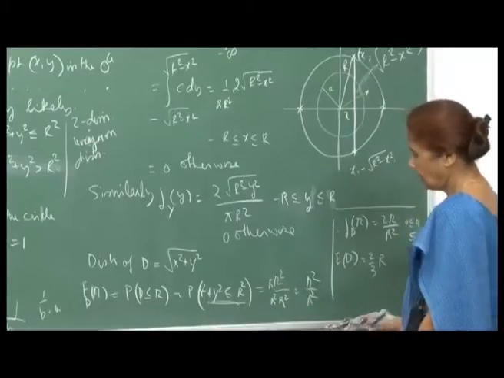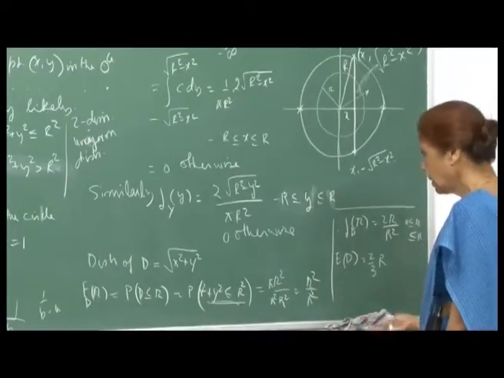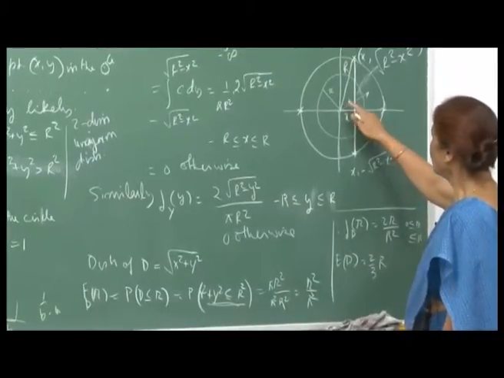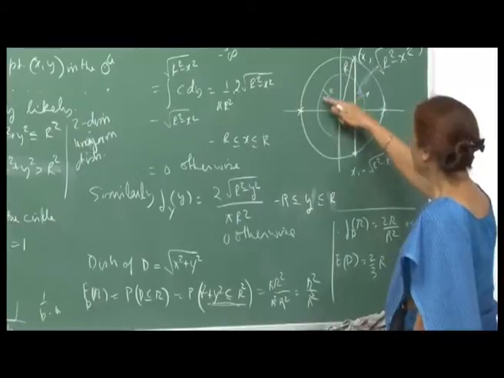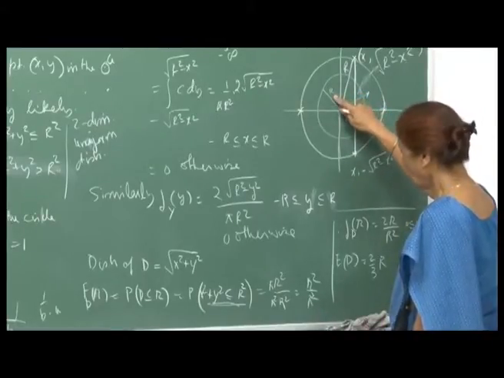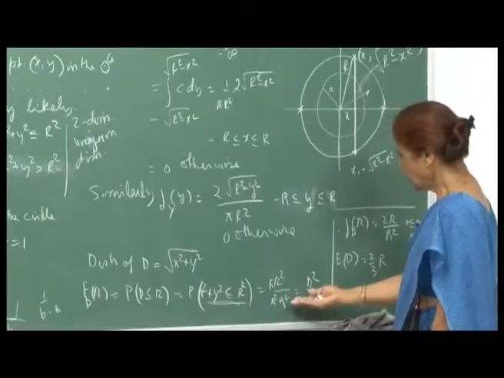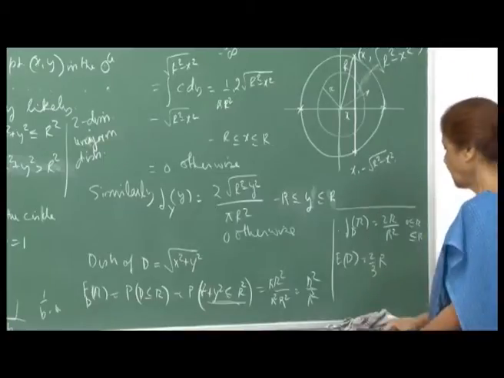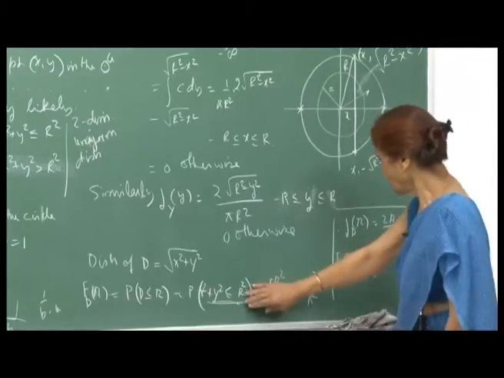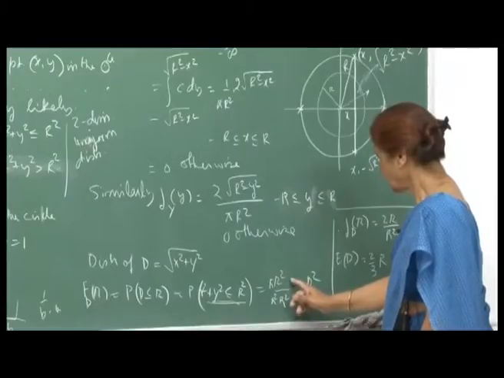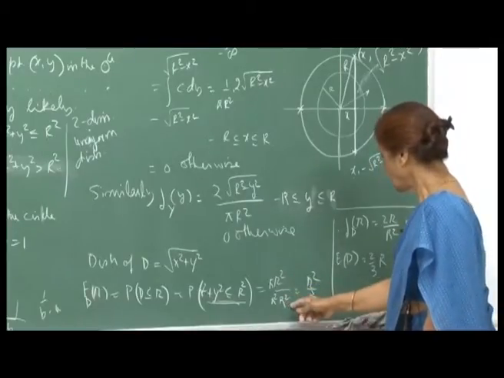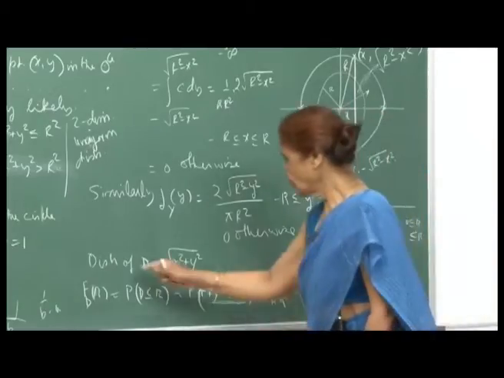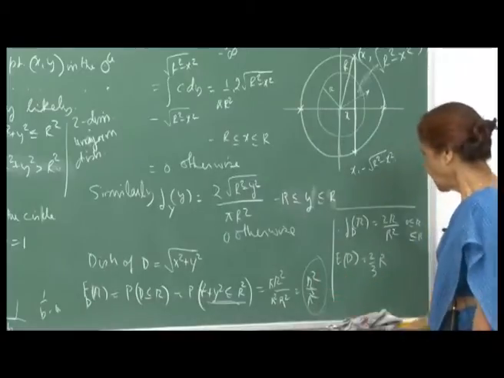You can do it by integrating, but this is straightforward because everything is uniformly distributed. So the probability of a point lying inside this circle of radius small r is pi r square, as we said, this is the area which is favorable to our event, and then the density of the function is 1 upon pi R square. Therefore, the distribution function of d is r square upon capital R square.